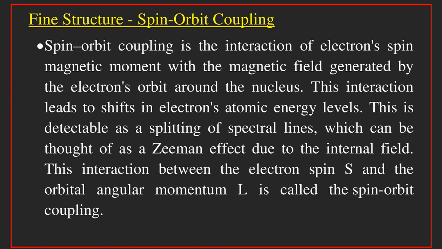Spin-orbit coupling is the interaction of the electron's spin magnetic moment with the magnetic field generated by the electron's orbit around the nucleus. In another way, we can say that it is the interaction between the electron spin and electron orbital angular momentum. Spin and orbital motion of the electron are interacting. This is called a spin-orbit interaction, or L and S interaction.